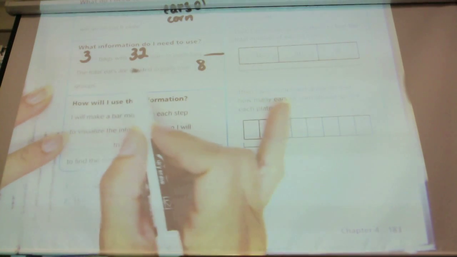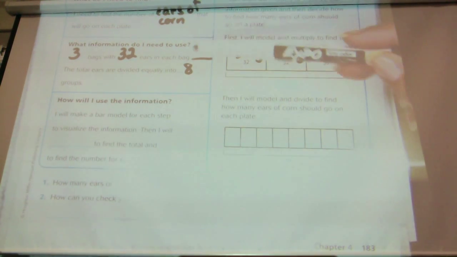I will make a bar model. This person's decided to use a bar model to solve their problem, to visualize the information. So first we're going to start with 3 bags. I need your pencils down and that's okay. 3 bags with 32 ears in each bag. So here's our bar model, and each one of these boxes represents what? In this word problem, it represents a... Luna, what did you say? A bag. Each one of these represents a bag. Okay? So each one of these 3 boxes represents a bag, and each bag has 32 ears of corn.